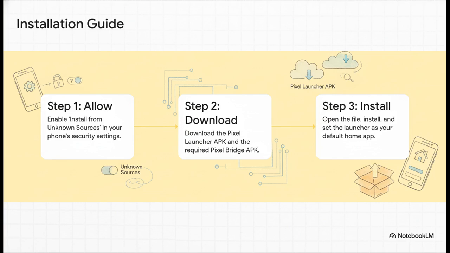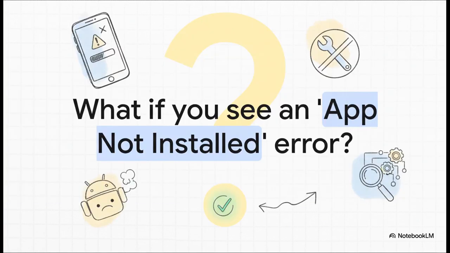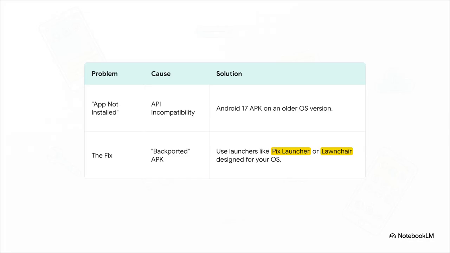That's it, you're done. Now, of course, sometimes things don't go perfectly. You might tap install and get that super frustrating app not installed error. But don't worry, this is a really common issue, and we know exactly how to fix it. So, what's going on here? Well, that error usually means the app is just too new for your phone's current operating system.